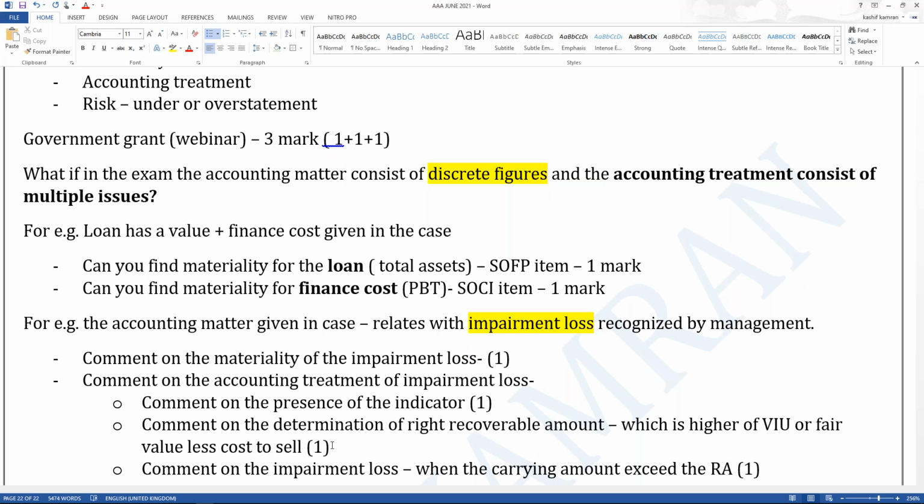Now tell me, the comment on the government grant and the comment on the impairment, can we make more comments on impairment, because there are so many components of impairment, the indicators, the recoverable amount, the fair value, the value in use? Is that clear? So is there a lot to talk about in impairment, like a comment on the indicator 1, the comment on the recoverable amount 2, and the comment on the impairment loss when carrying amount exceeds the recoverable amount? So is there more space to comment on impairment? Are you getting my point? Is there more space to comment on impairment than the space you have in government grant, for example? Right?